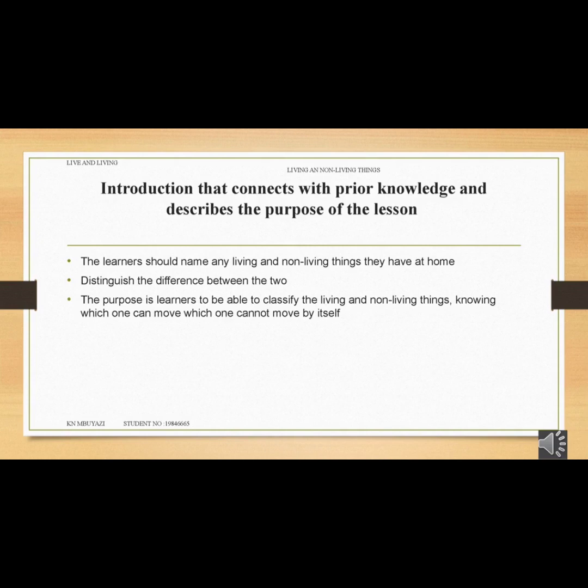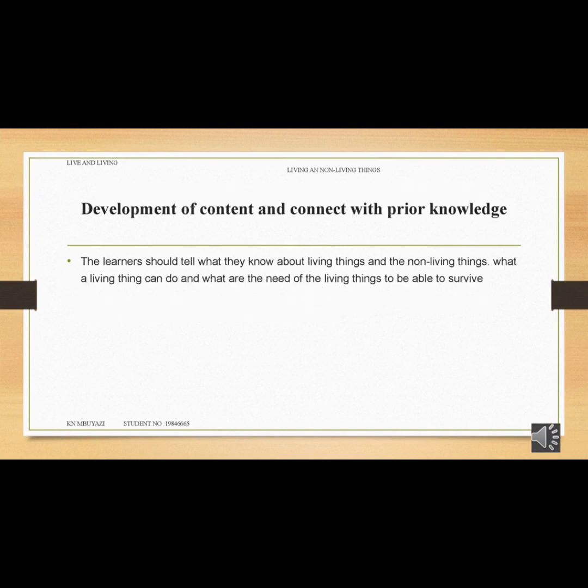Introduction that connects with prior knowledge and describes the purpose of the lesson. The learners should name any living and non-living things they have at home. Distinguish the difference between the two. The purpose is for the learners to be able to classify the living and non-living things, knowing which one can move and which one cannot move by itself.